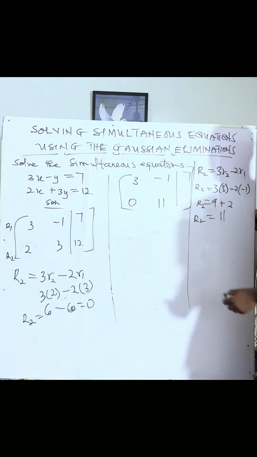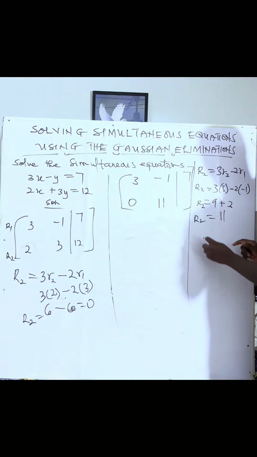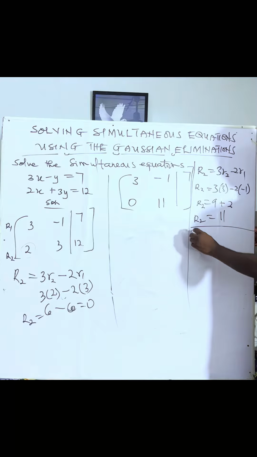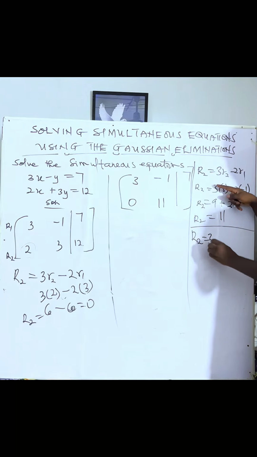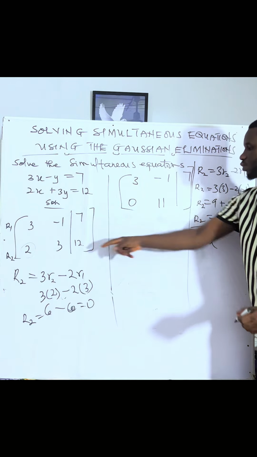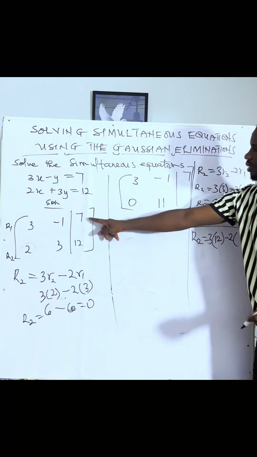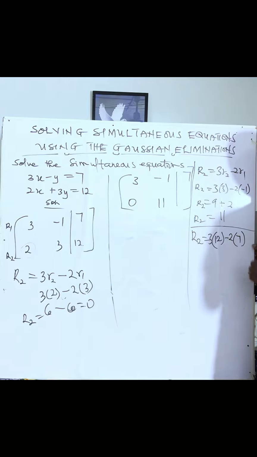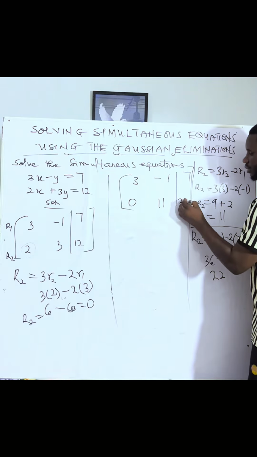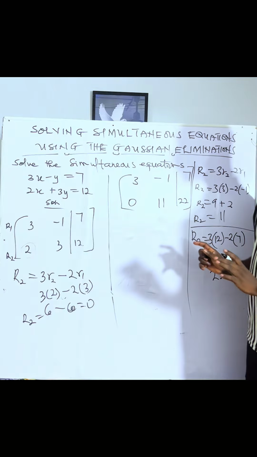Let's change this one too, using the same formula. So using the same formula, R2 is going to be 3 times 12 minus 2 times 7 over here. Now 3 times 12 is going to give us 36, minus 2 times 7 is 14. So 36 minus 14 will give us 22. So we come here and write our 22 over here. Now our work is done.